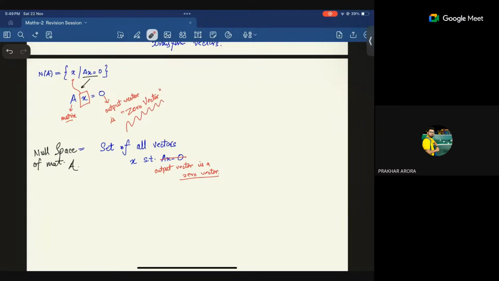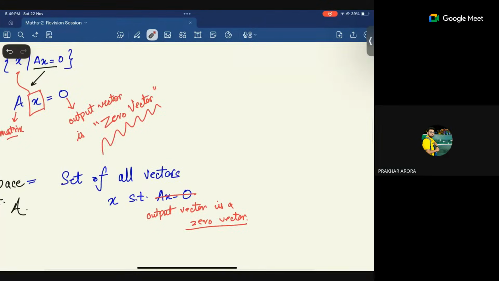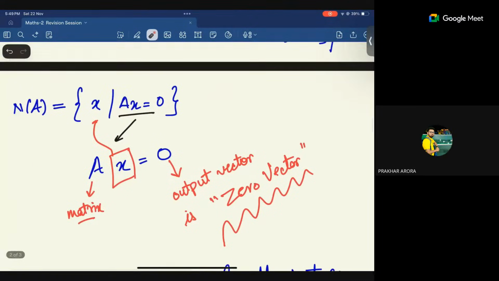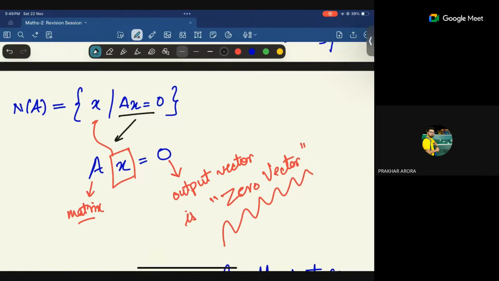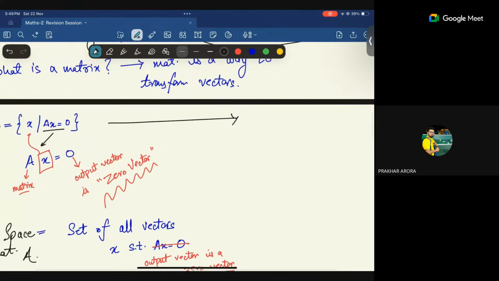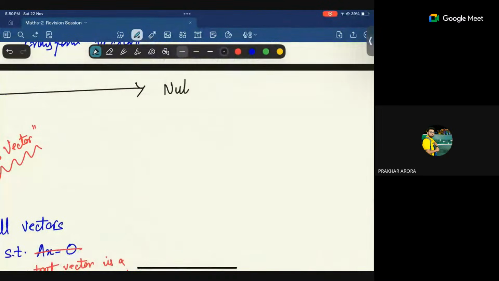Sometimes what type of questions come from this? Dimensions of null space. Now I said everything is just 10 minutes in weeks 5 and 6. Let's start each of these topics. The first thing that comes here is nullity.